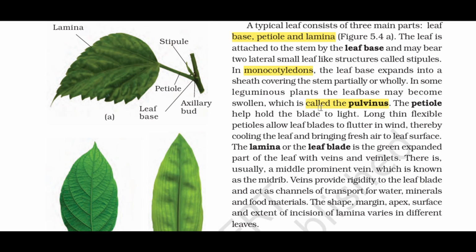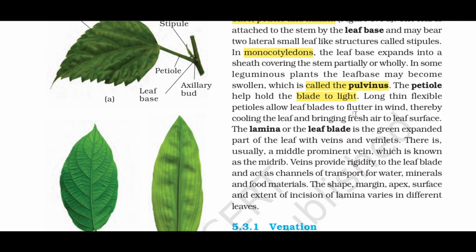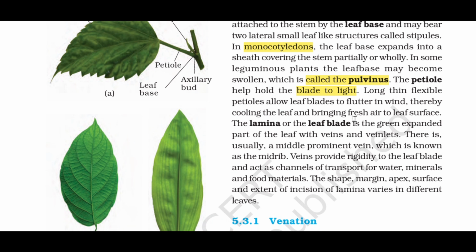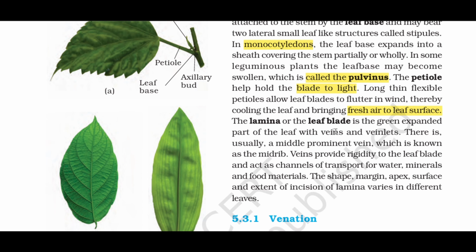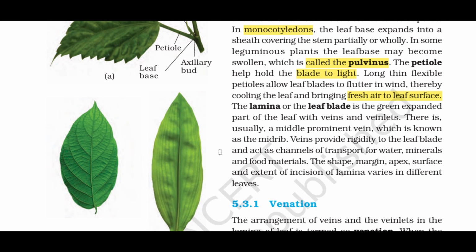The petiole helps hold the blade to light. Long, thin, flexible petioles allow leaf blades to flutter in wind, thereby cooling the leaf and bringing fresh air to the leaf surface. The lamina or the leaf blade is the green expanded part of the leaf with veins and veinlets.